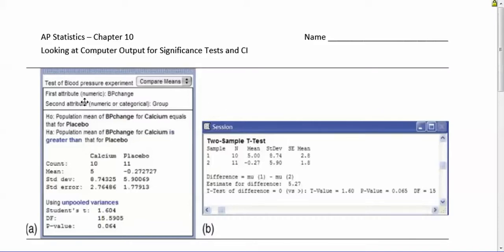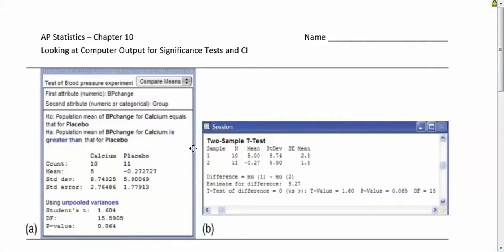And if you look on here, it says the attribute is going to be BP change. So the background of this study is that they're looking to see what the blood pressure change was for two different treatment groups. One of them was a group that was receiving calcium, and the other one was a placebo group. So over here on the Fathom output, you see the null hypothesis is that the population mean for blood pressure change for calcium is the same as the mean for placebo. The alternative hypothesis is going to be that the population mean for calcium is greater than that for placebo.